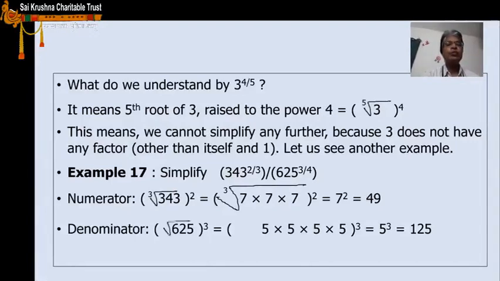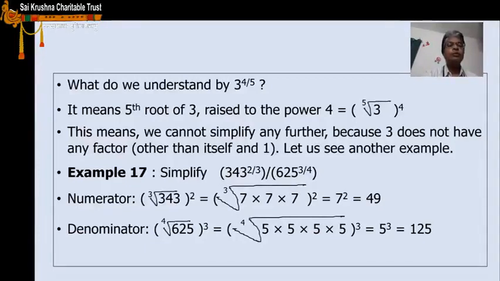Let us do the denominator. Now the denominator is the fourth root. So I am taking the factors. For 625 the factors are 5, 5, 5, 5. Four 5s are there, so 1 out of 4 we take for the fourth root. So one 5 comes out of the root. Then the cube is there, so 5 cube equals 125. Just see where the cube is: it is in the exponent of the numerator and denominator, and the power is applied after the root is taken.